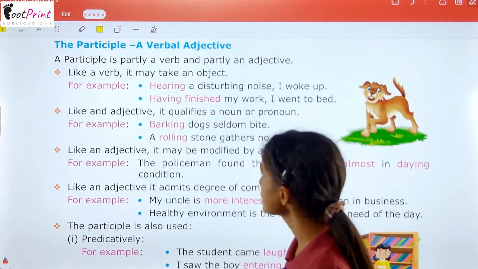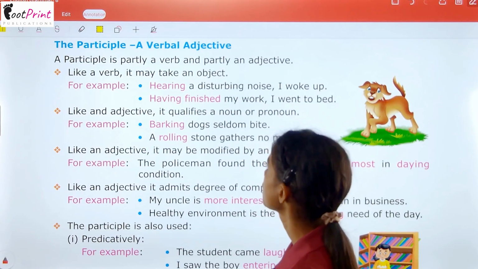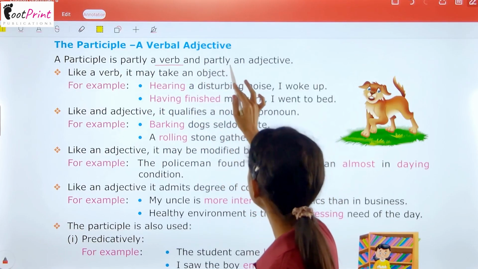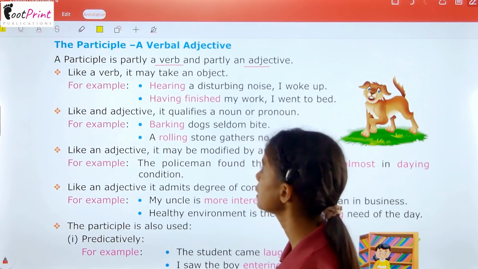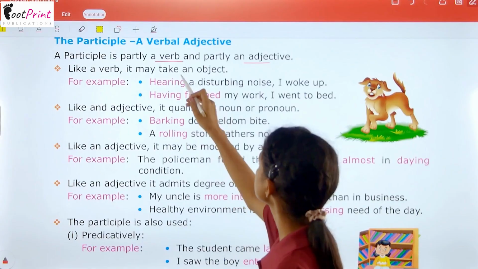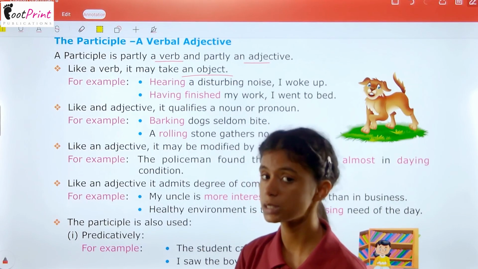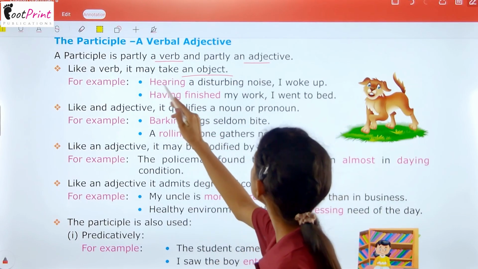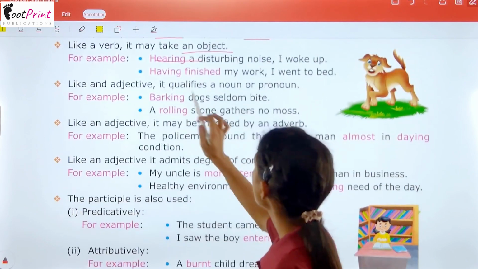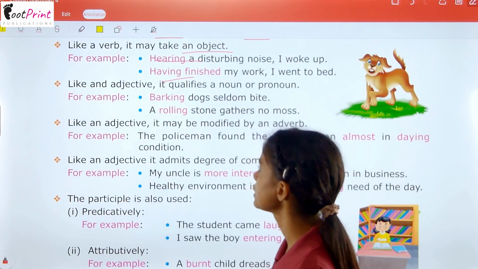Now, the participle, a verb, adjective. A participle is partly a verb and partly an adjective, as we have already read about it. Like a verb, it may take an object, just like a verb. Hearing a disturbing noise, I woke up. Having finished my work, I went to bed.